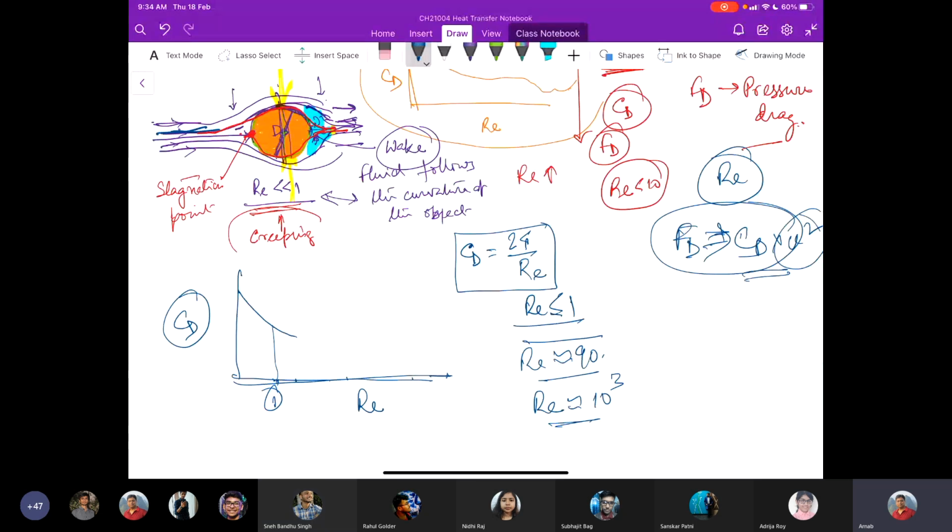So drag force would increase. Although CD is decreasing, you have a term where the velocity is squared, and in that order FD is increasing. So this actually compensates or offsets this decrease in the drag coefficient, and that is why the FD increases as you increase the Reynolds number.